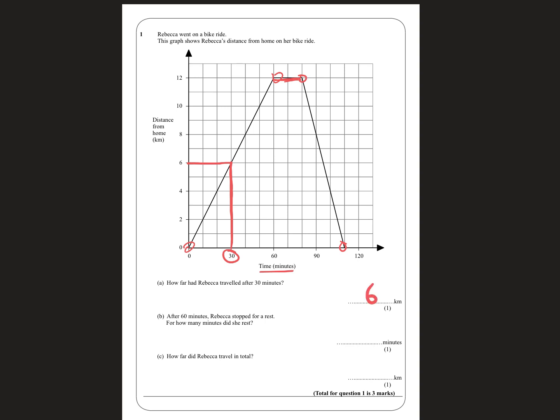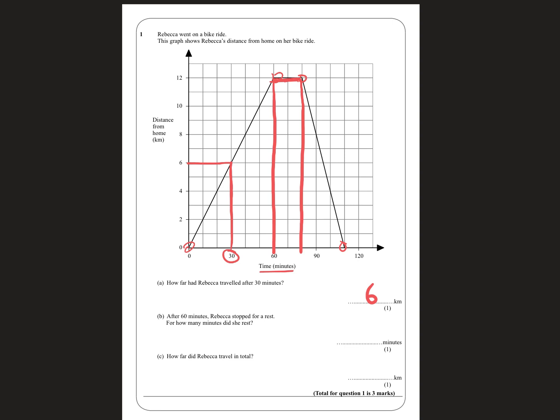Our second question then says, after 60 minutes, Rebecca stopped for a rest. And we've already discussed that that rest is this straight line at the top. It says, for how many minutes did she rest? So the start of her rest was here at 60 minutes. Her rest ended then here. So we need to work out what each of these intervals is.